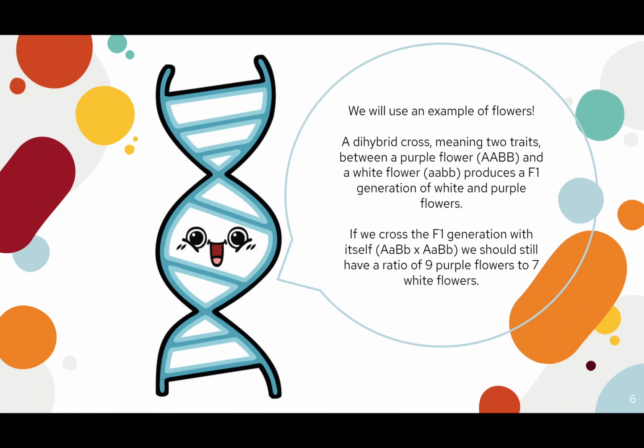We'll use an example of flowers. A dihybrid cross, meaning 2 traits, between a purple flower, big A, big B, and a white flower, little a, little b, produces an F1 generation of purple flowers. If we cross the F1 generation with itself, big A, little a, big B, little b, we should still have a ratio of 9 purple flowers to 7 white flowers.